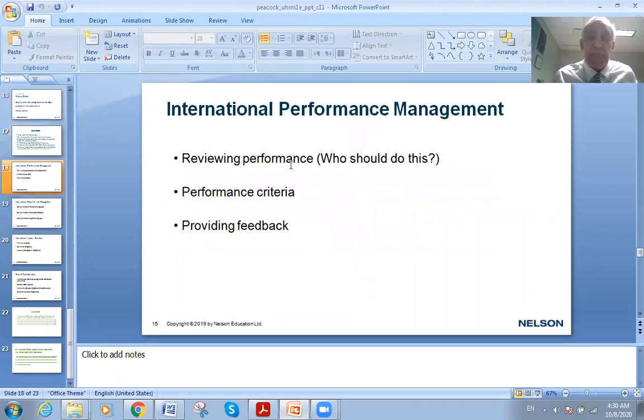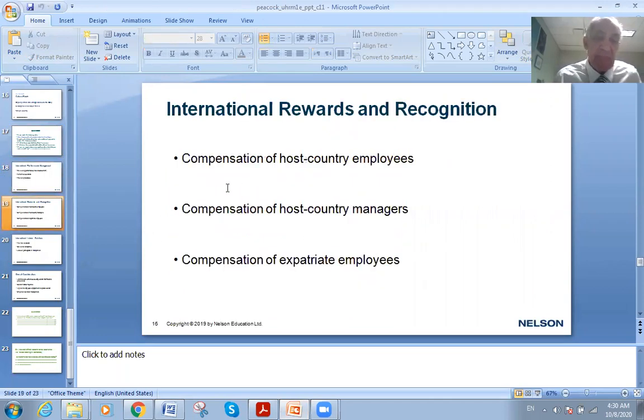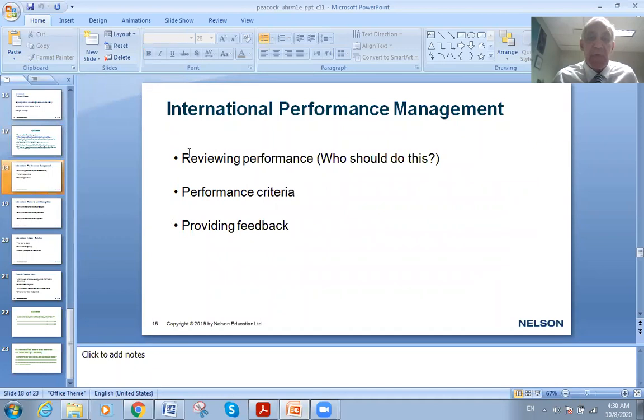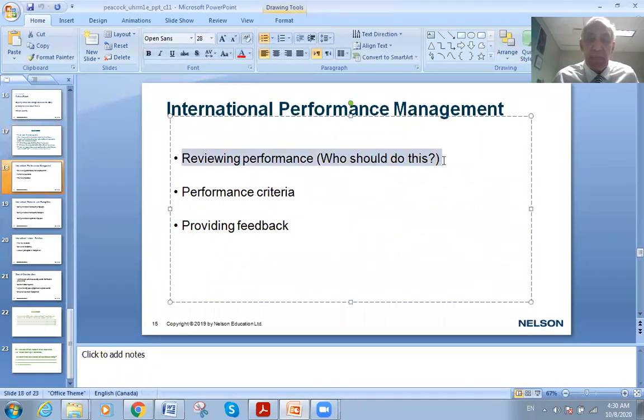So, international performance management now, what does it mean? International performance management: reviewing performance, who should do this, performance criteria. Are they different locally than internationally or no? Providing feedback. Also, you will give feedback. Through the feedback, you will know you have to consider the differences between the local business firms and the international, and therefore human resource rules in both of them, locally and internationally.